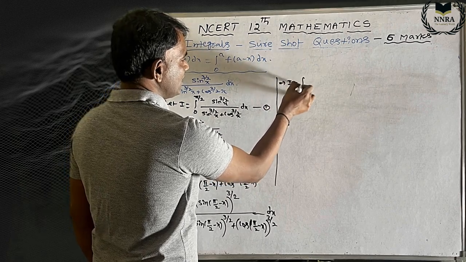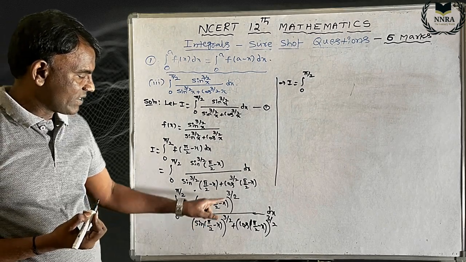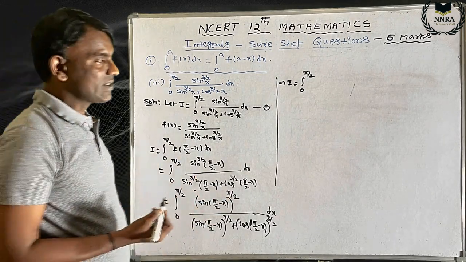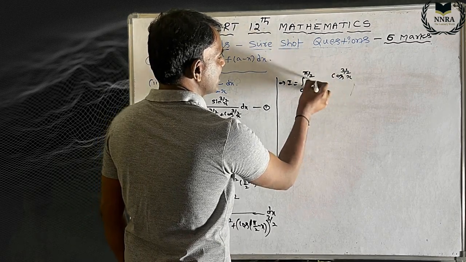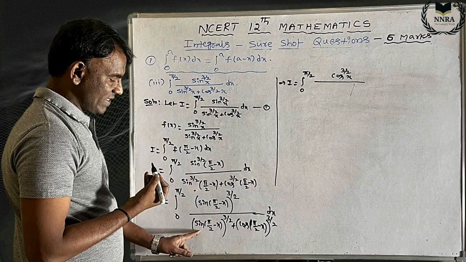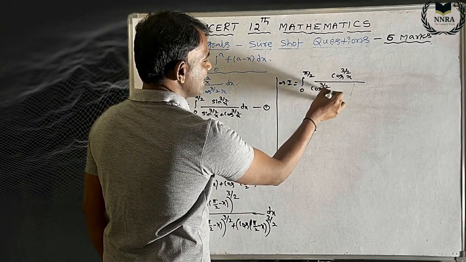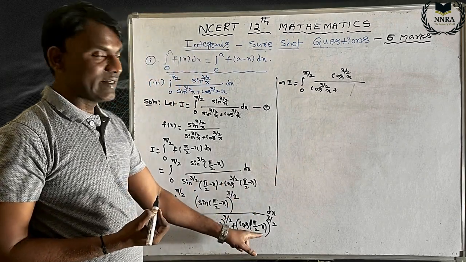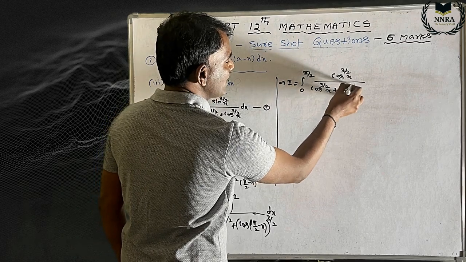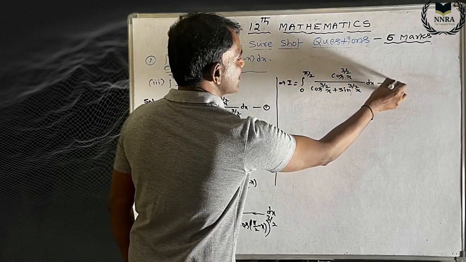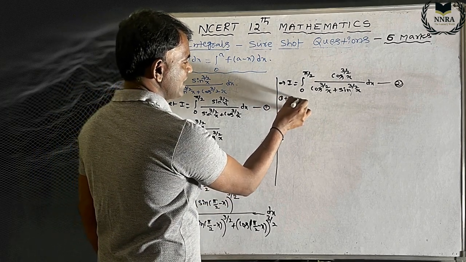So how to write the numerator? I equals integral 0 to pi by 2, and this can be written as cos power 3 by 2 x, divided by cos power 3 by 2 x plus cos of (90 minus x), which is sin x, sin x whole power 3 by 2, so that is sin power 3 by 2 x dx. Equation number 2. Now 1 plus 2 implies that.